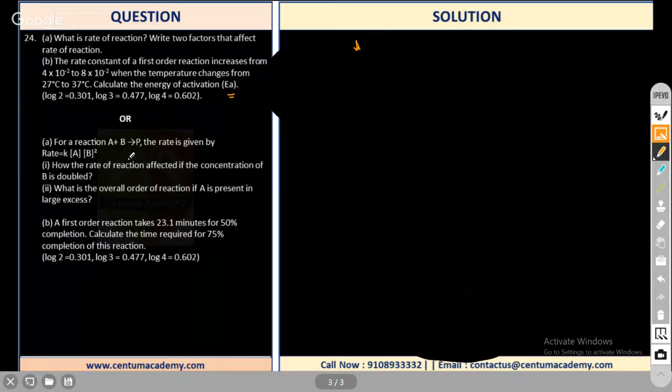Okay, you did the next one. What is the overall order of a reaction if A is present in excess? Oh, we have done this already, right? This one, B. A first order reaction. Solve this question numerically.